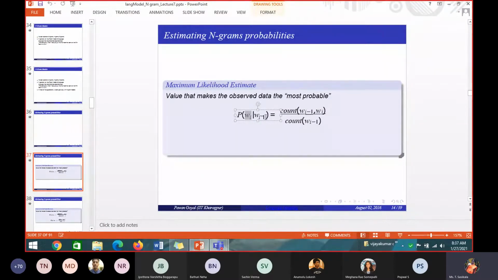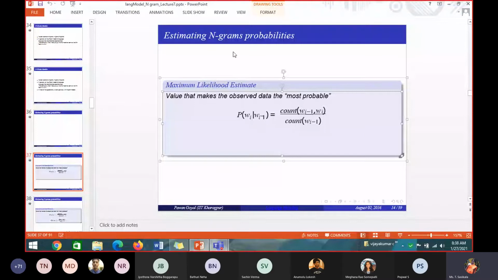Suppose we want to compute the probability of WI given what? From this equation you can tell, right? What is there in the denominator? Given WI minus 1. See, if it is a slash here, you have to read it as given. So this has to be read as the probability of the word WI given WI minus 1. If the previous word is given, I want to find the next word.